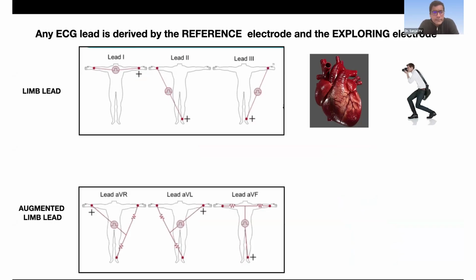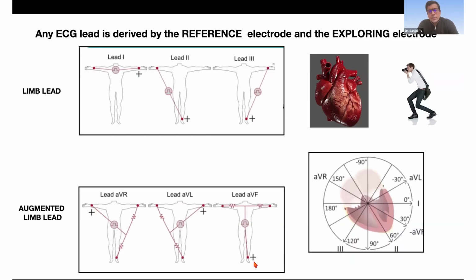For the augmented limb leads, again, the exploring electrode would be the right arm for AVR. For AVL, it would be the left arm, and AVF would be the left lower limb. So this is how you get various orientations of these leads, the vectors of these leads.